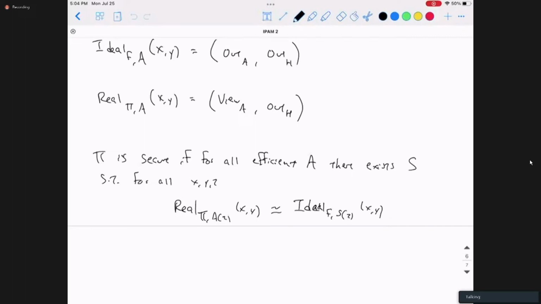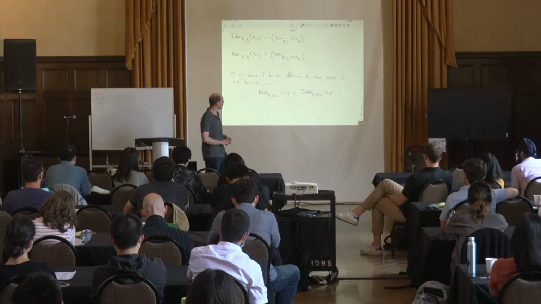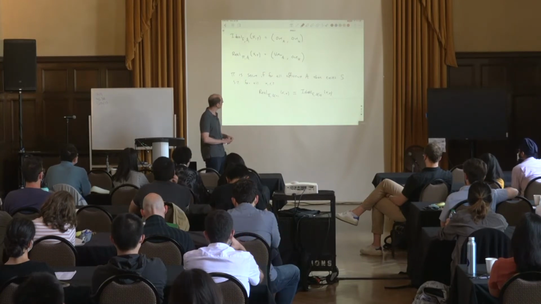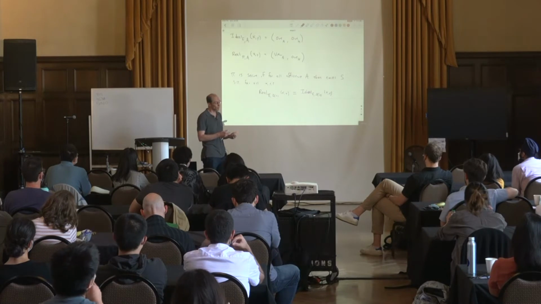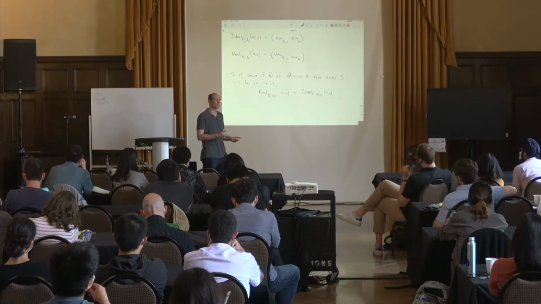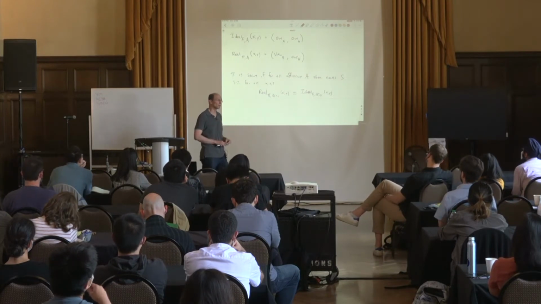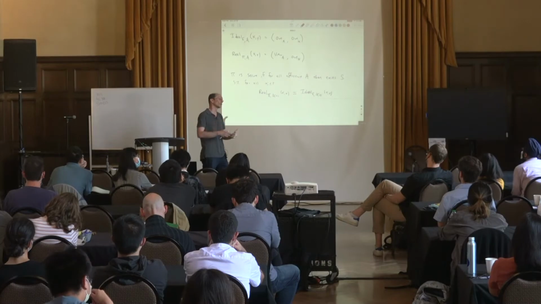Yes? The view of A, right, so the question is about the view of A. The view of A is the transcript, but it's also the input of the party that it corrupted. It's also maybe its randomness if it has any randomness. It's also this value Z that represents other information it might have. But anything that's in the view of the adversary when attacking the protocol is part of that random variable.